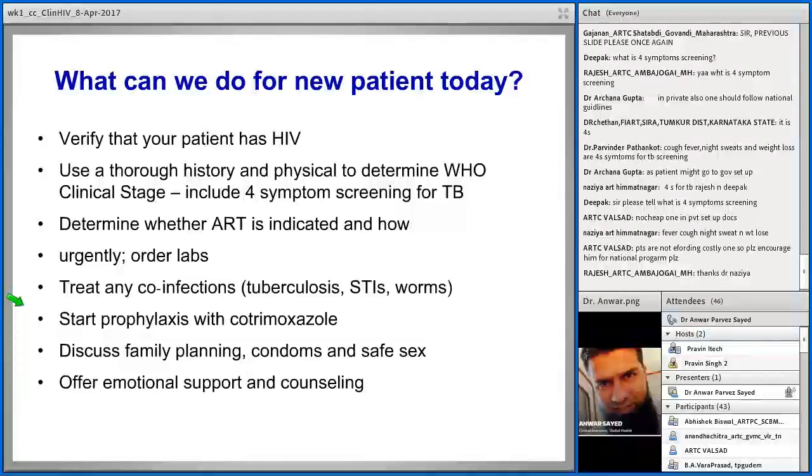Each patient of yours should remember their current CD4 count. You ask them at random. Whenever they come to you, the first question should be, what is your CD4? They will say, okay, what is CD4? I don't know.